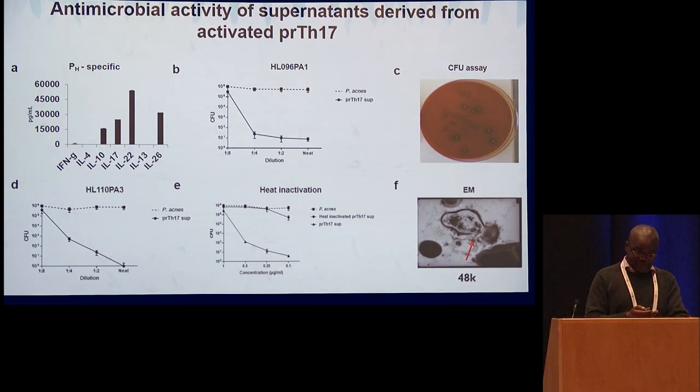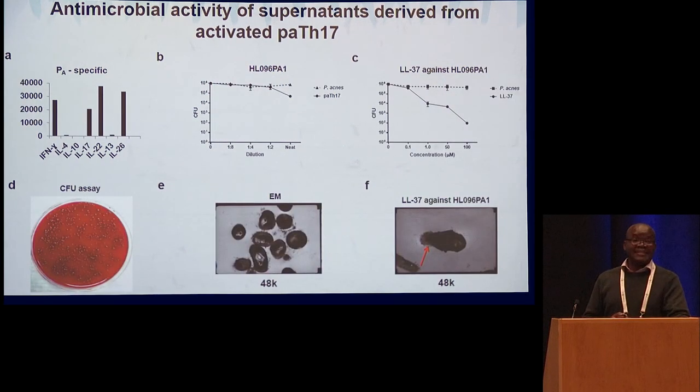On the other hand, when we tested the pathogenic clone, so this is the clone that's associated with acne disease, what we found was that these clones lack ability to kill P. acne. Okay, so this is a control with LL37 alone, showing that LL37 is able to kill, and this is the CFU assay. Again, you see that these clones are not able to kill P. acne, and for LL37, again, you see that they're able to kill bacteria through pore formation.